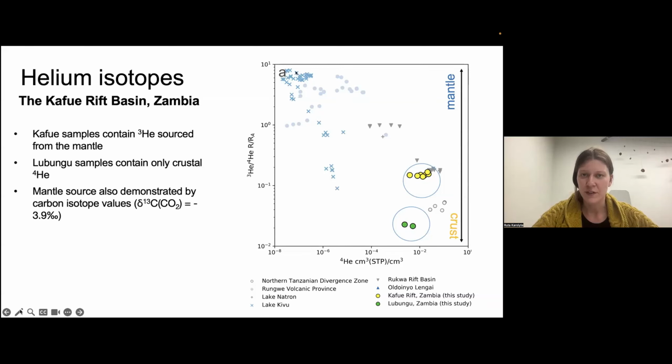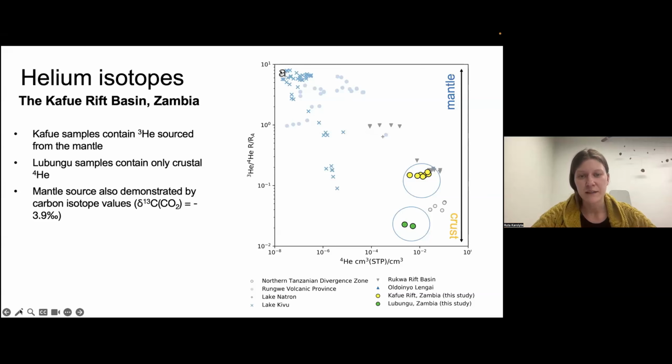The mantle composition of helium-3/4 is about 8 relative to air, and then the crustal composition of helium-3/4, which is much more enriched in helium-4, is around 0.02. So on the y-axis there is a very big difference in the compositions of helium that we can expect from the mantle versus from the crust. And on this graph, I've plotted fluids from various locations in the East African Rift from various other studies that are better understood.